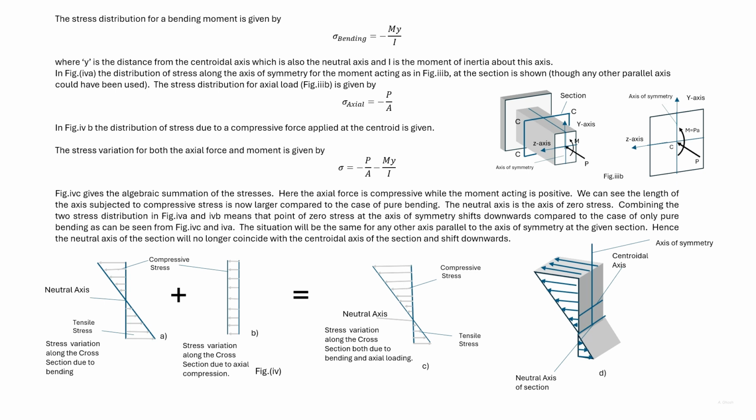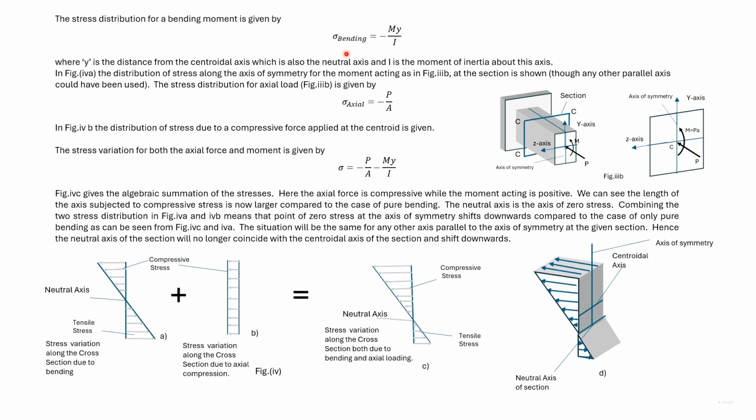Consider the diagram from the previous slide as shown here. This is a cantilever beam, rectangular in shape, and there's an axial load that acts on the centroid and a positive moment that acts on the beam. Now let us consider a section CC as shown and find out the variation of stress on the axis of symmetry of this section.